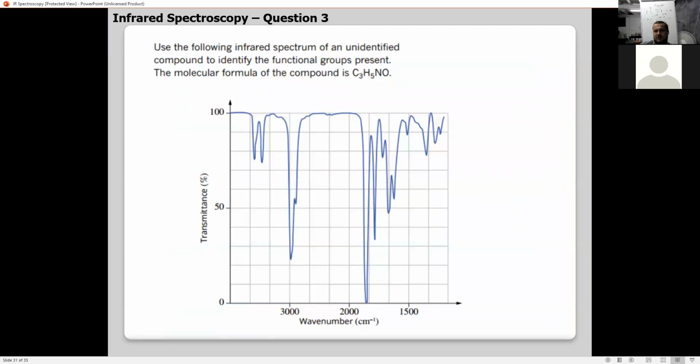So what would this one be? Everyone, 60 seconds. It should be fairly obvious just from the name or the formula even.